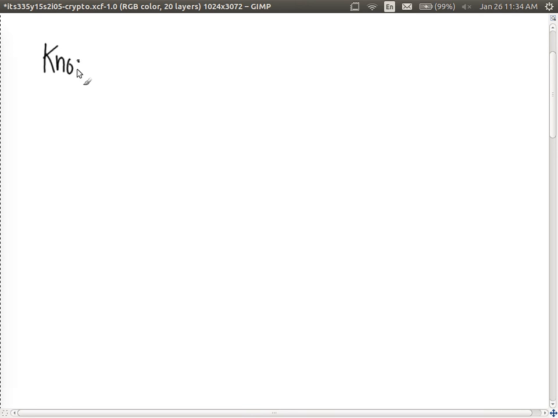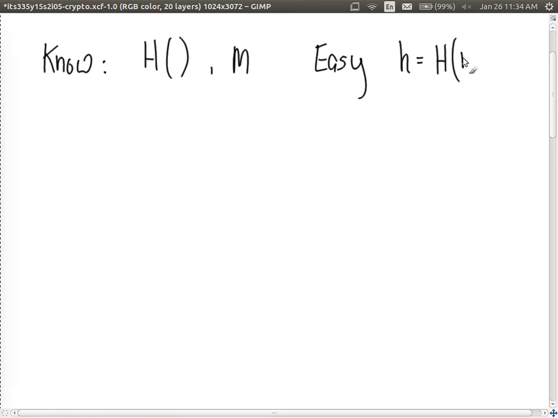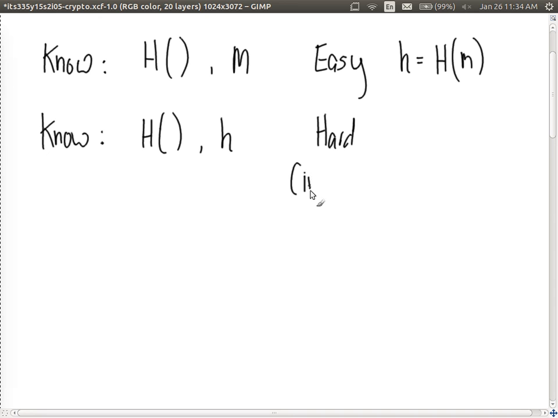That is, if I know the hash function, so the algorithm being used, and I know a message, M, the data I want to hash, then we say it's easy to find the hash value as H of M. That is, we apply the hash function on the message and we get the hash value. So that's normal. It should be easy to do that. But if we know the hash function and we know a hash value, it should be hard, impossible in practice, to find M, where the hash of M equals h.